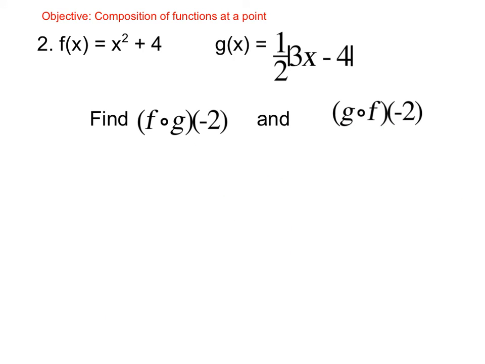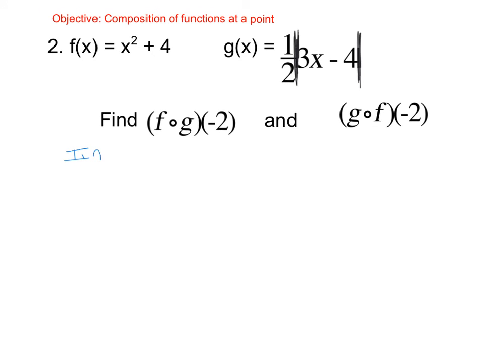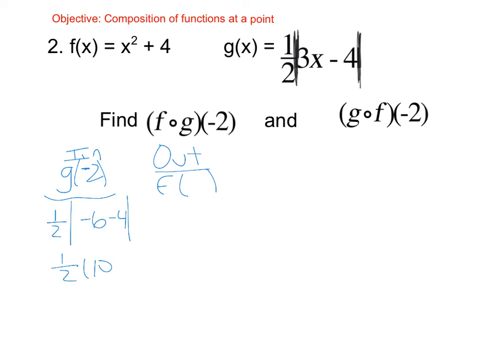All right, so pause the video and do this one on your own. These are absolute values. When I typed them out, it came out kind of weird looking, but that's an absolute value. I don't know if that helped. All right, so I got my in. My in is G, so G of negative 2. And then my out is going to be F of something. So G of negative 2 is 1/2 times the absolute value of negative 6 minus 4. So that's 1/2 times 10 is 5.